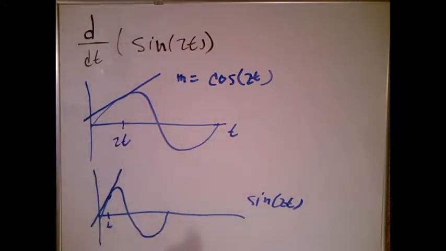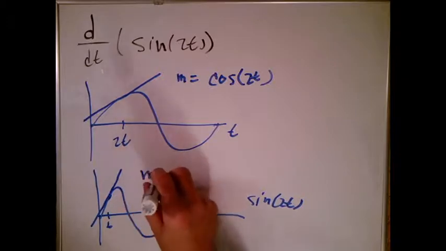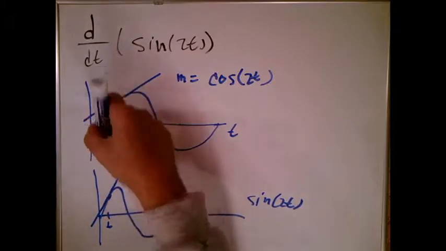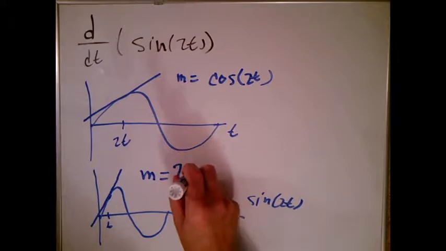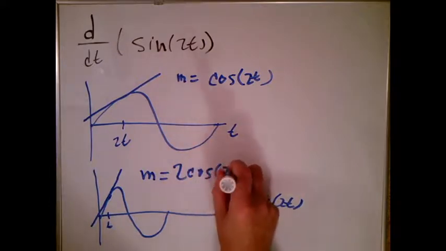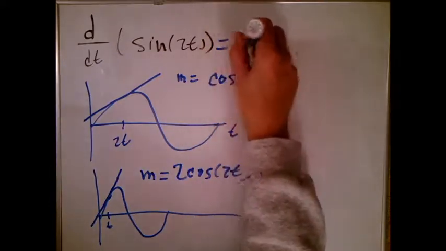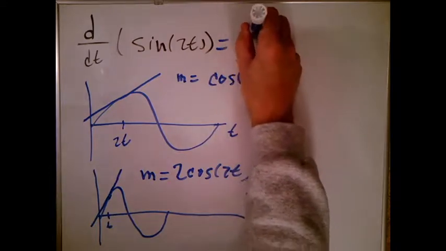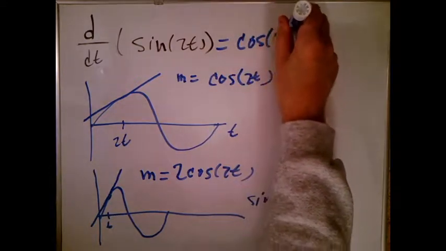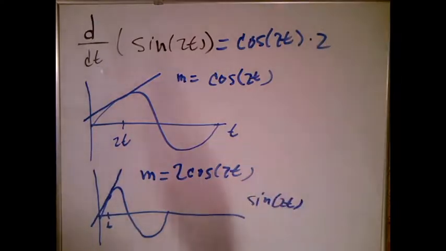But I want to say something I just said a minute ago. What's the relationship between this graph, the one I want, and this one, the graph I could figure out? This graph is going up or down twice as fast. So the slope I want here is twice as big as the slope here. So this is going to be 2 cosine 2t. And so I'm going to write this up here. I'm going to write this as cosine 2t times 2. And I'm going to repeat this for all the others.